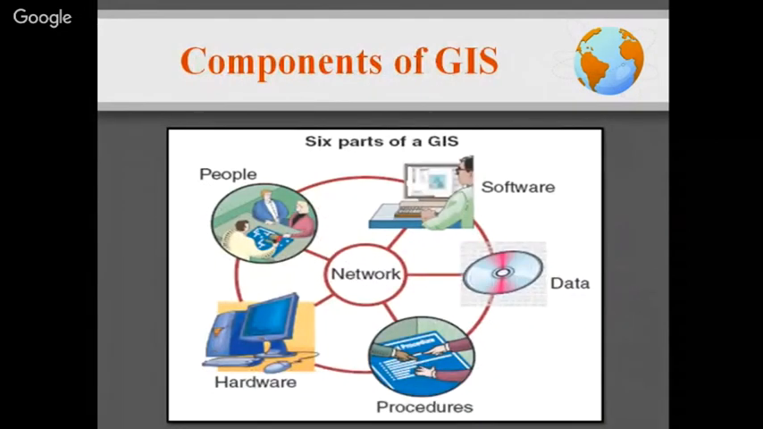Now, these are the components of GIS. When you have people, hardware, procedures, data, and software, and then you try to integrate all of them in a network, in a loop, this is what comprises GIS.